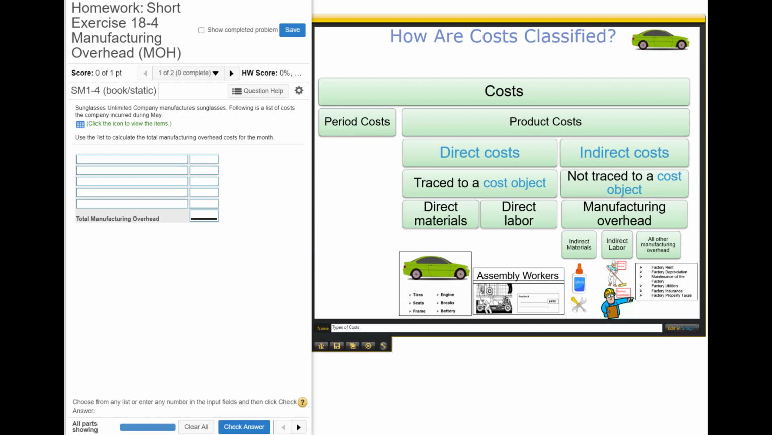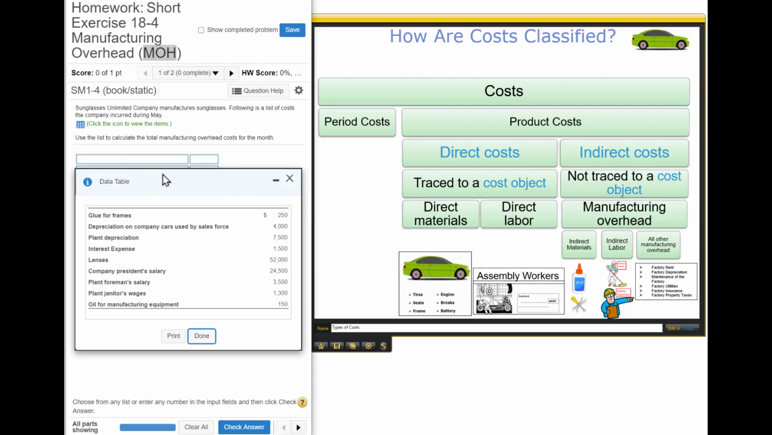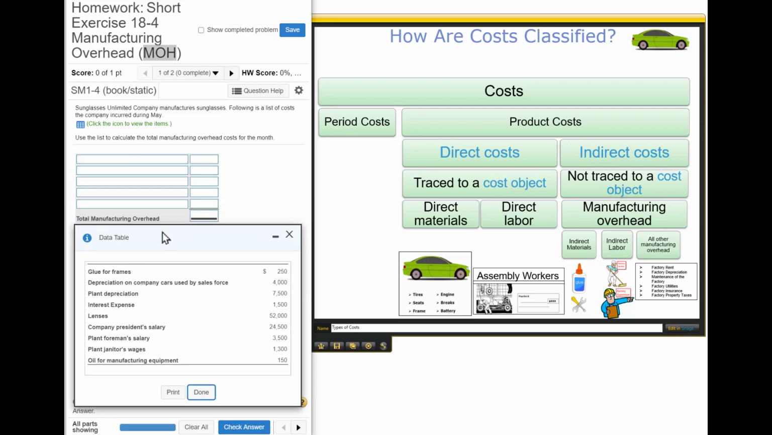Short exercise 18-4, manufacturing overhead, abbreviated as MOH. Sunglasses Unlimited Company manufactures sunglasses. Following is a list of costs incurred during May. Use a list to calculate the total manufacturing overhead costs for the month.